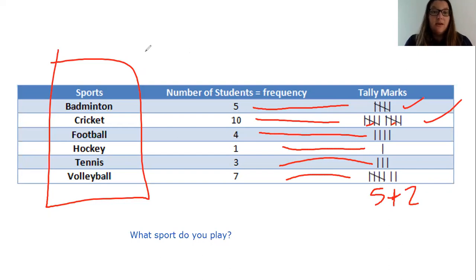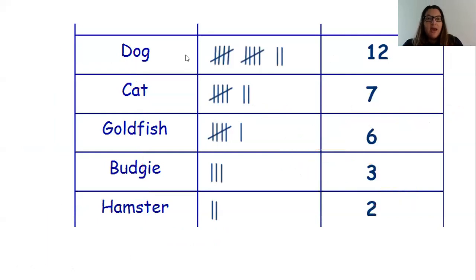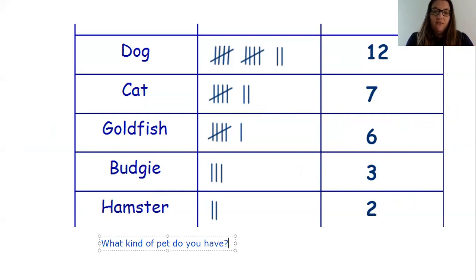So here is another example. Let's just get rid of this writing. So here we have a bunch of animals. This could be, what kind of pets do you have? That could be the question. Since we're seeing lots of animals on here, we have dogs, cats, goldfish, budgies, which are birds, and hamsters. So those are the list of animals. So we've come up with our list, and then we have our tally marks.